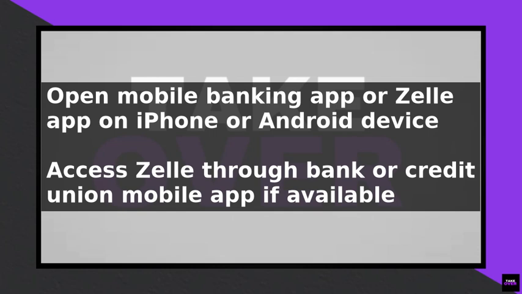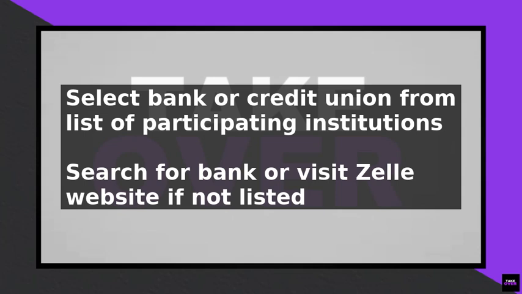After selecting your bank, you will be prompted to verify your account. This may involve logging in to your online banking account or receiving a verification code via email or text message. Enter the verification code to confirm your identity and link your bank account to Zelle.